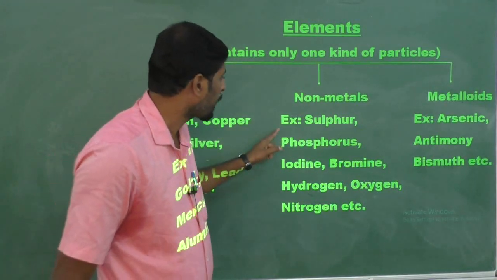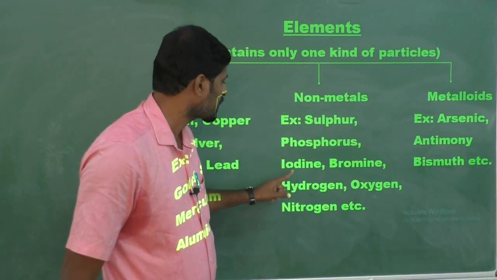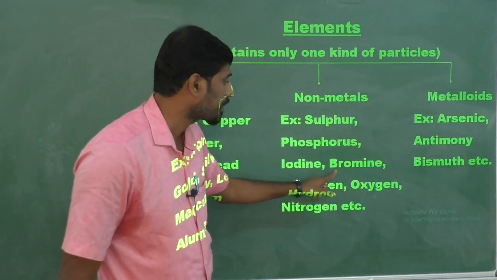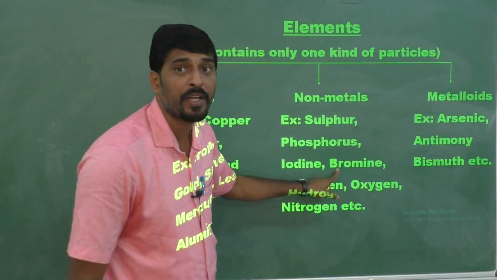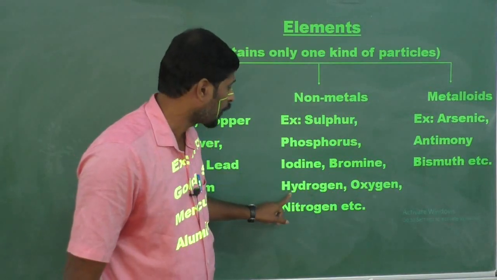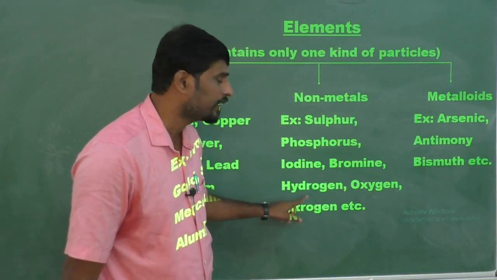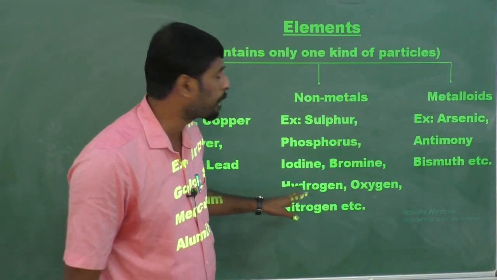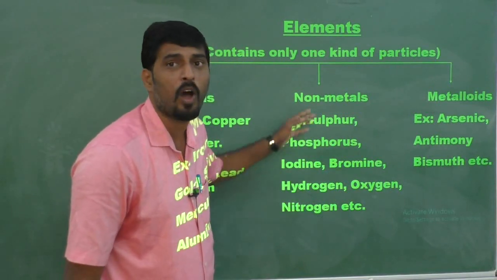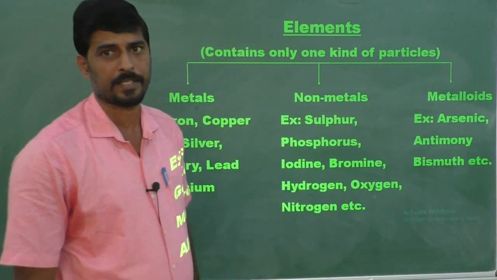Examples: sulfur, phosphorus, iodine, bromine. Please remember, bromine is a liquid non-metal. Hydrogen, oxygen, nitrogen are gases. That means non-metals exist in all three physical states.